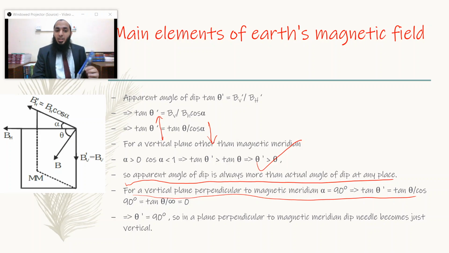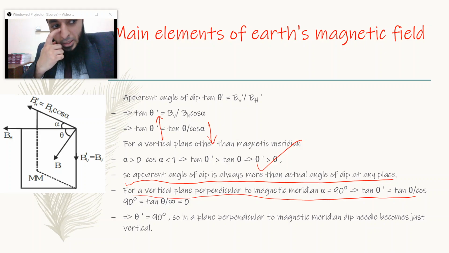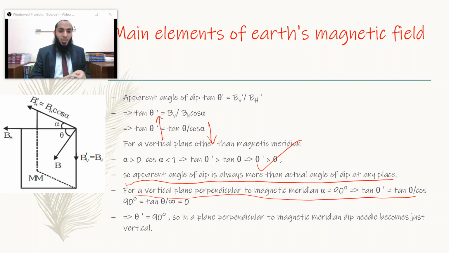The alpha is 90. If I substitute that in this equation, what do we get? Cos alpha, cos 90, will become 0, so tan theta dash will become infinity. And when tan theta dash is infinity, theta dash will be 90. So that's what is shown here: theta dash will be 90 in a plane perpendicular to the magnetic meridian.